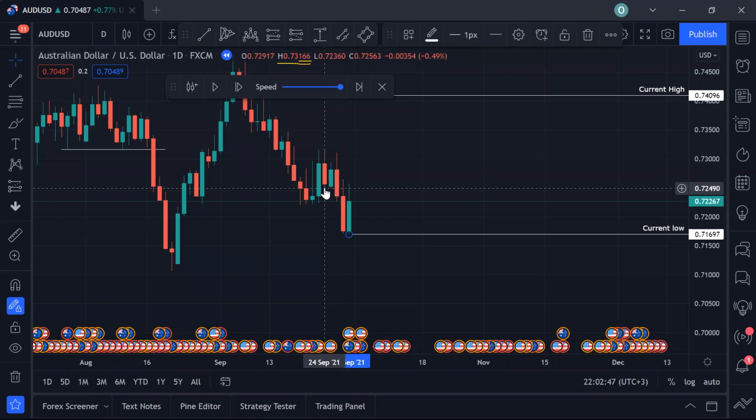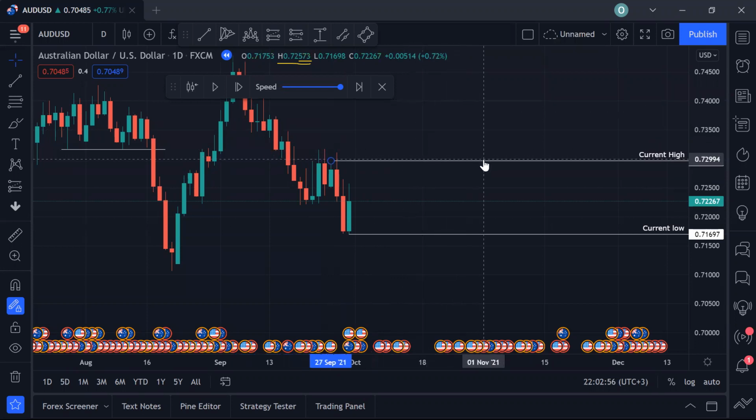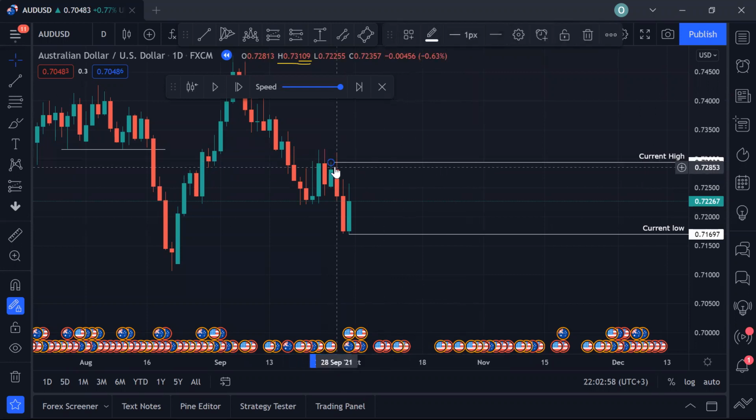So here, this is our concern. So I move this here, and that's the beginning of that impulse. Impulse began there and it ended there. Okay, same thing, we continue.